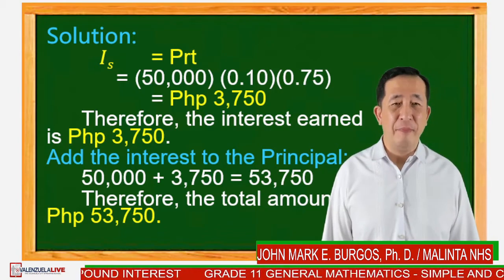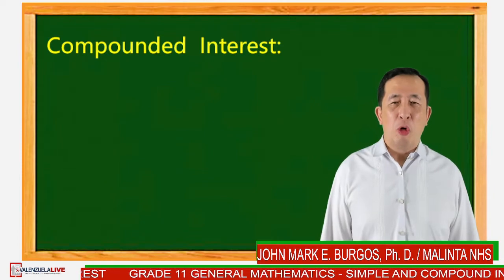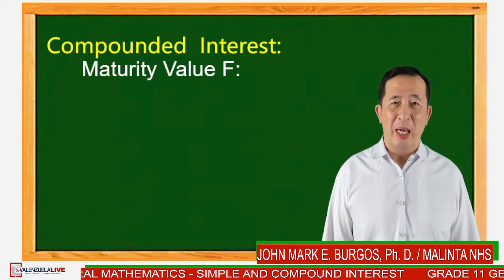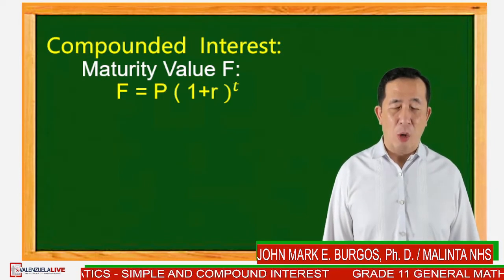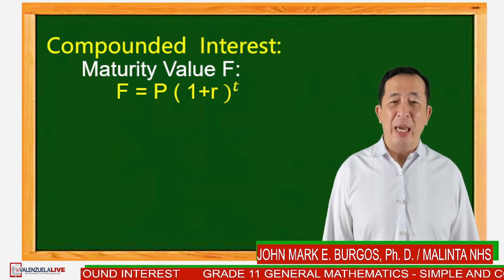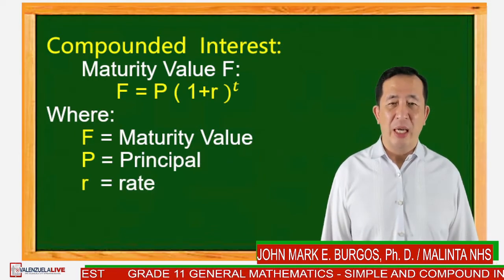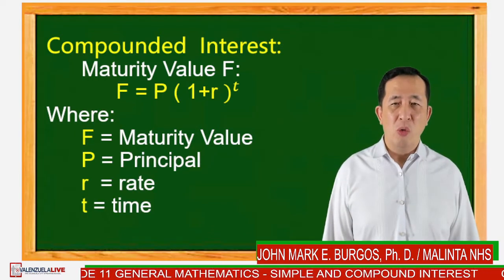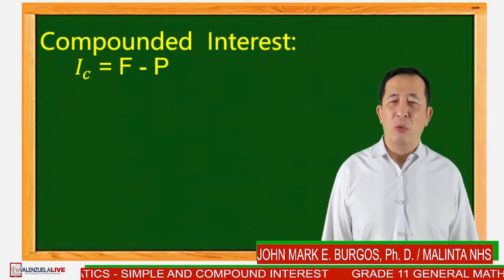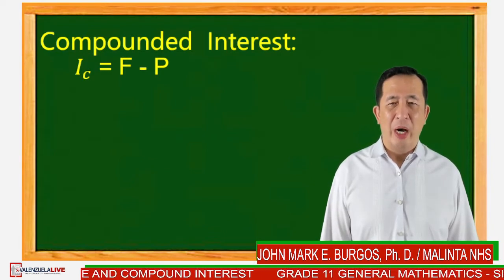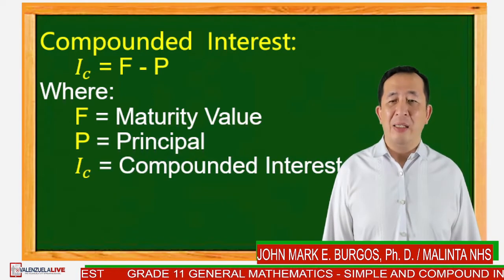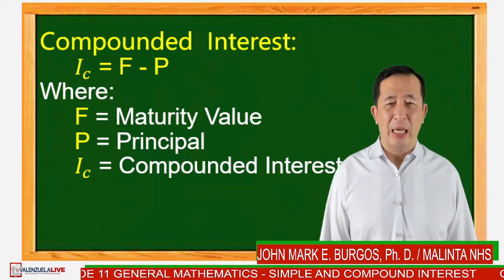In the compounded interest, to compute the maturity value F, we have the formula F is equal to P, quantity 1 plus R, quantity raised to the power of T, where F is the maturity value, P is the principal, R is the rate, and T is the time. So, to compute the compounded interest, we have I sub C is equal to F minus P, where F is the maturity value, P is the principal, and I sub C is the compounded interest.